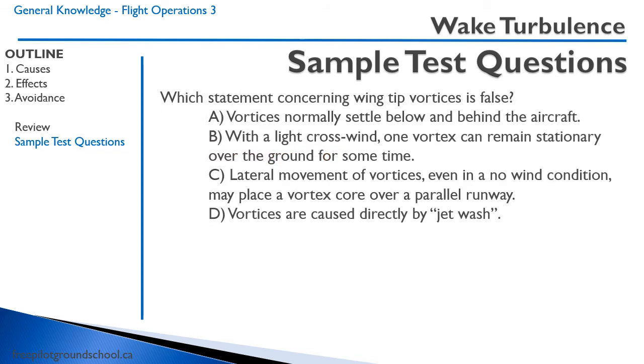Which statement concerning wingtip vortices is false? A, vortices normally settle below and behind the aircraft. That's true. B, with a light crosswind, one vortex can remain stationary over the ground for some time. That is also true. C, lateral movement of vortex, even in no wind condition, may place a vortex core over a parallel runway. That is true. D, vortices are caused directly by jet wash. No, that is not correct.